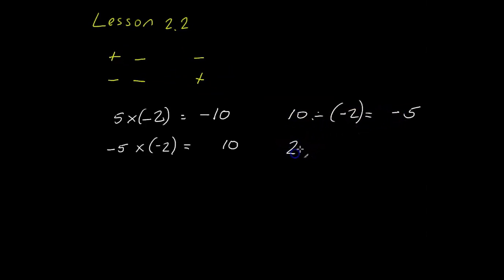Another example, let's make this negative 25 divided by negative 5. 25 divided by 5 is 5. And here we have a negative and a negative. And the rule says a negative and a negative becomes a positive. So this will be plus 5.